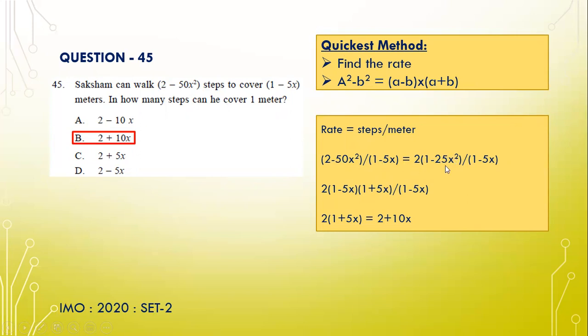So then, a minus b into a plus b is a square minus b square. Similarly, 1 minus 5x into 1 plus 5x will be 1 minus 25x square. Here 1 minus 5x and 1 minus 5x will get cancelled. So the only thing that will remain is 2 into 1 plus 5x. 2 into 1 plus 5x will be 2 plus 10x. So 2 plus 10x is the right answer.